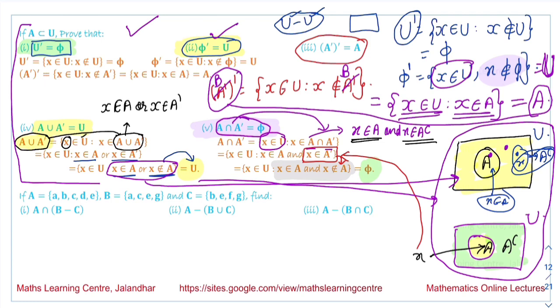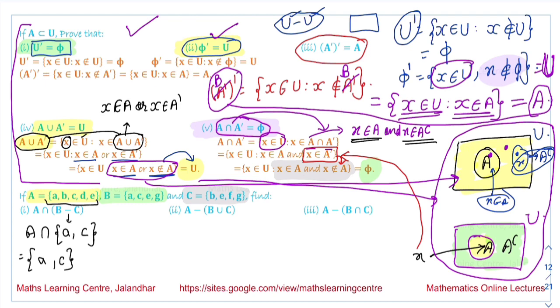Next we have, if A is equal to the set A, B, C, D, E, B is equal to the set A, C, E, G, and C is equal to this set, we have to find the value of A intersection B minus C. First of all, we are calculating B minus C. B minus C means we have to remove from B the elements of C. So A is there, C is there, E is removed and G is removed. This is the value of B minus C. The value of A we have equal to this. So the common elements we have are A and C.